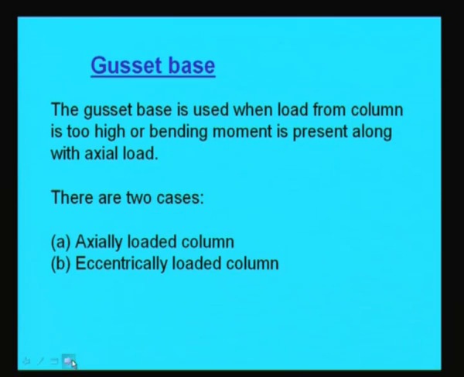Now we will discuss about gusset base, okay. Gusset base is used when the load is too high and bending moment is present along with the axial load. Two types of gusset plate we design. One is axially loaded column, another is eccentrically loaded column. As we told, in case of gusset base, generally load coming from the column is very high. Another thing is the moment may be present, means moment due to eccentricity will come into picture. So to take care of these two, we generally use gusset base. Let us see how it looks like.